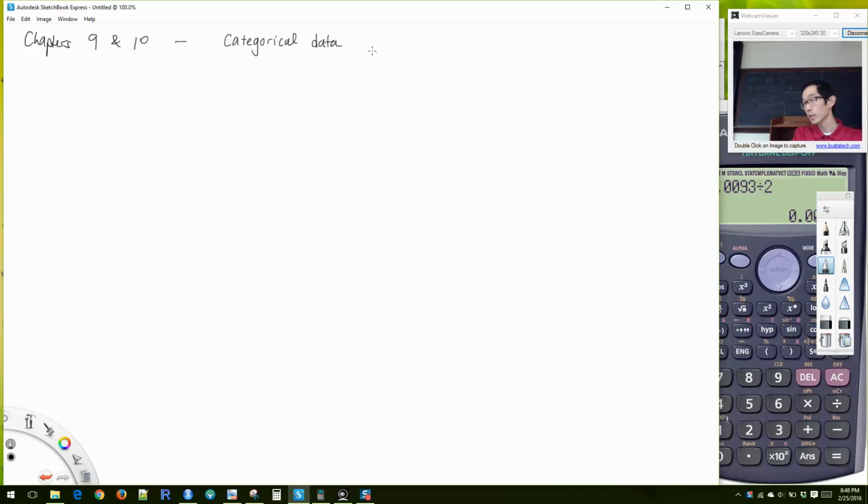Okay, so Chapter 7, the t-test was all for numeric data. Everything, all of the variables we were measuring were numeric. With Chapter 9 and Chapter 10, we will be dealing with categorical data. Okay. And so our first inference for categorical data, our first method will be the confidence interval for a population proportion.